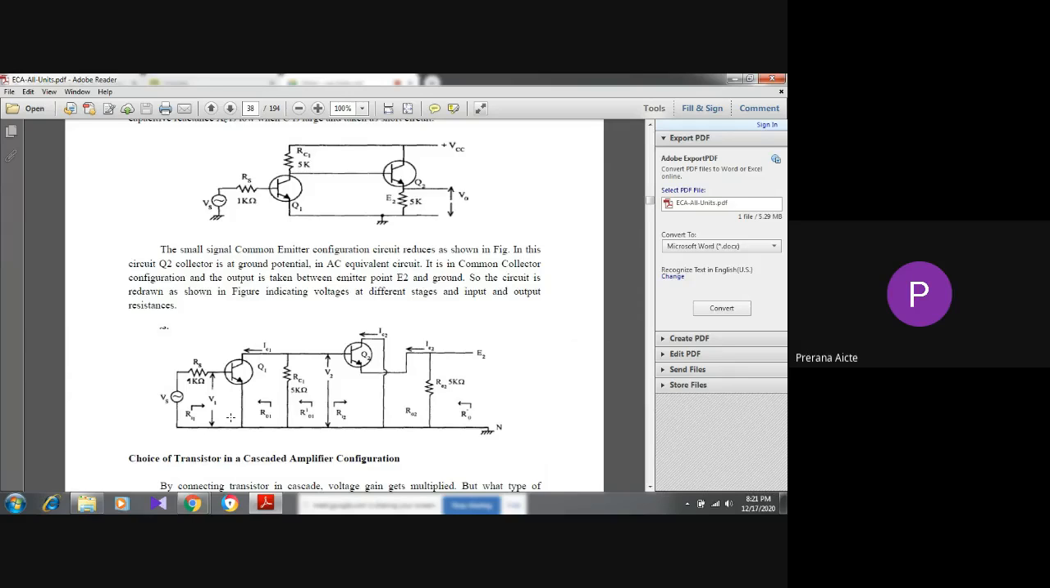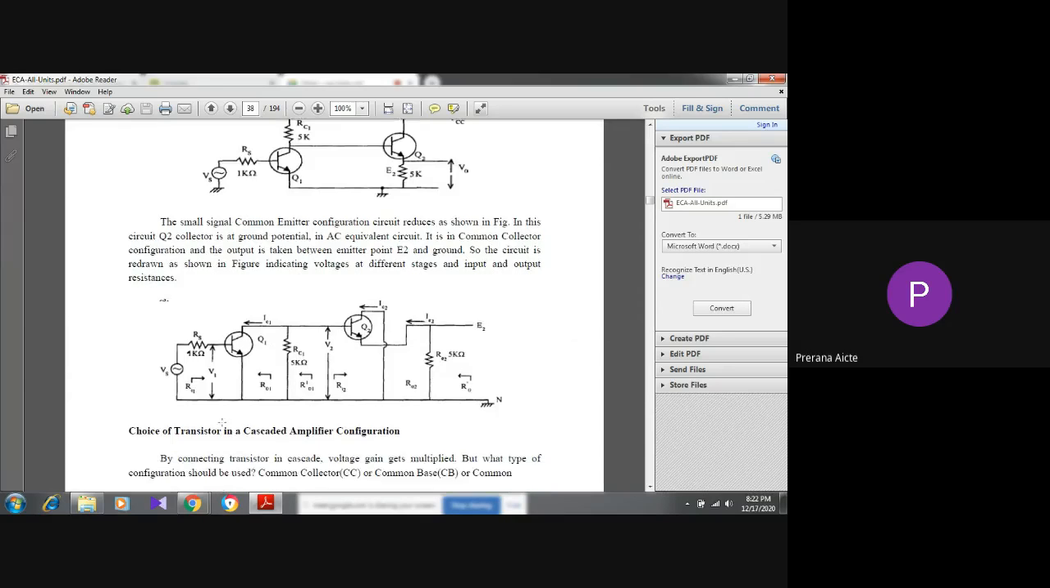Emitter is the grounded terminal, base is the input terminal, and collector is the output terminal in the first stage. Similarly, in the second stage, base is the input, emitter is the output, and collector is the common terminal, and that collector should be grounded. The first stage is common emitter, and the second stage is common collector.